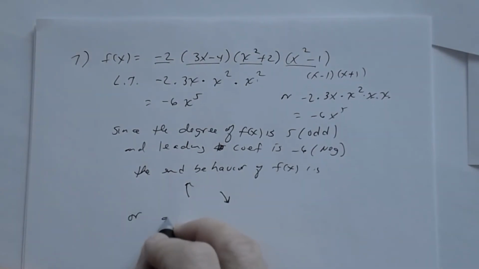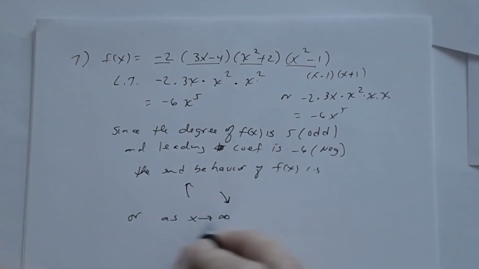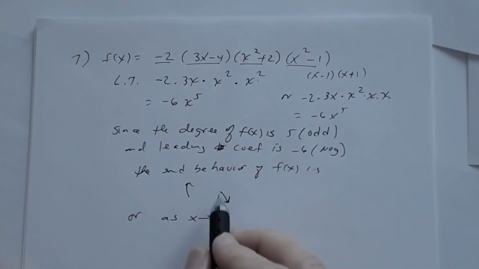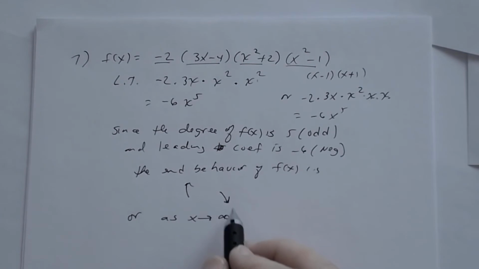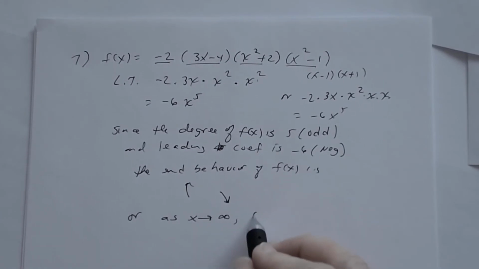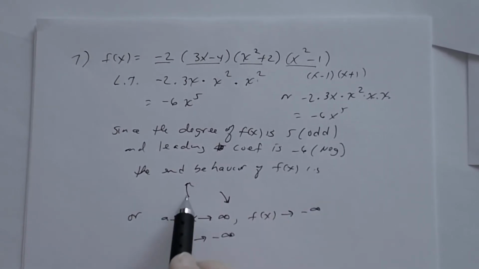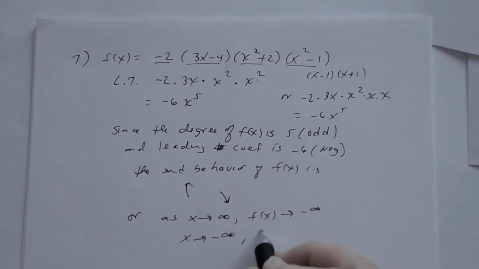Or you can say this: as x approaches infinity, so on the right side, what's happening? Here's your right side, here's your left side. On the right side, it's pointing down, so your y value is becoming more negative. And on the left side, as x approaches negative infinity, your y value is becoming more positive.